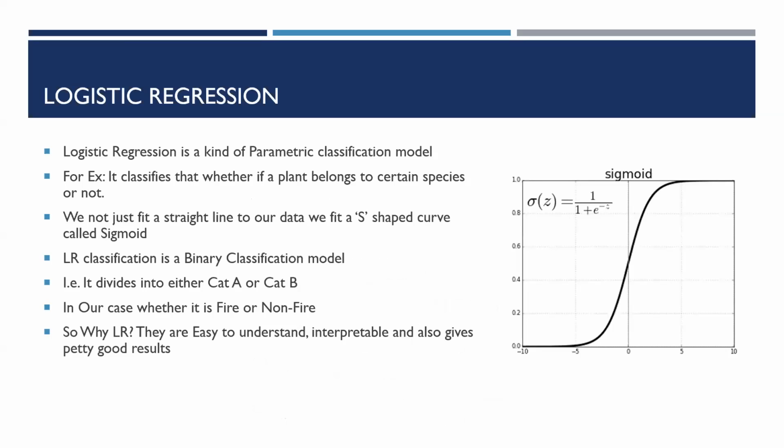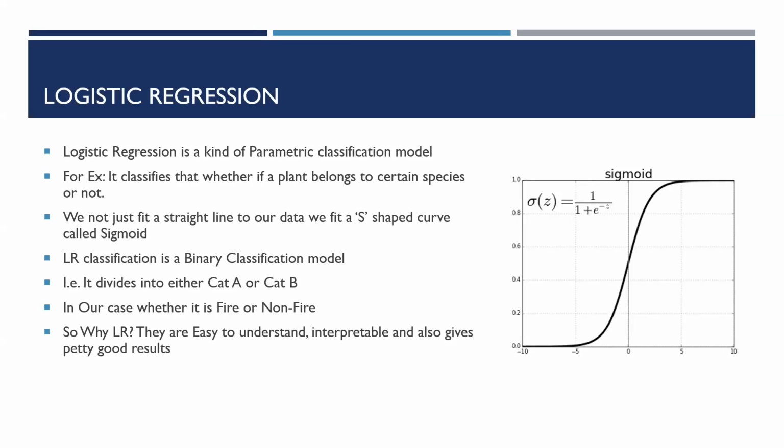Okay. Our next classification algorithm is logistic regression. What is the main purpose of logistic regression, that is LR? It aims to measure the relationship between a categorical variable and one or more independent variables. Logistic regression is a kind of parametric classification model. That is, it classifies the different kinds based on the parameters of that material. For example, it classifies whether a plant belongs to a certain species or not.